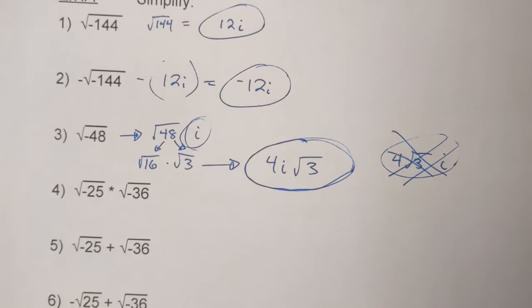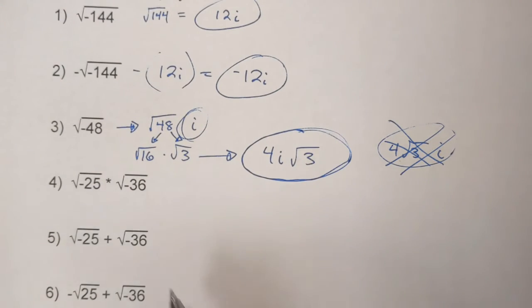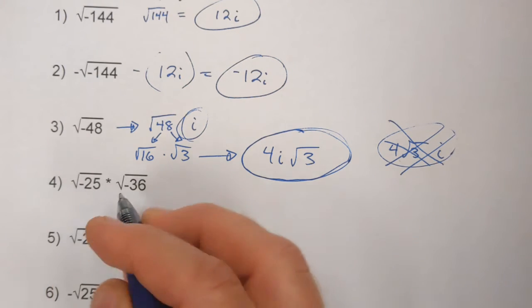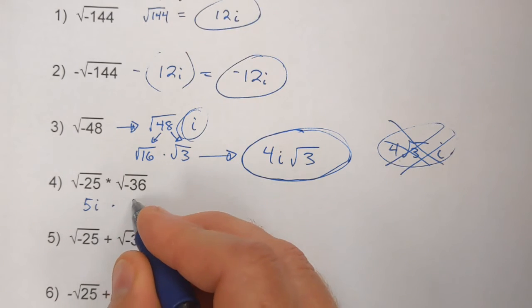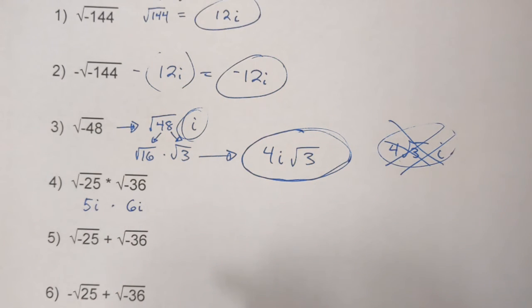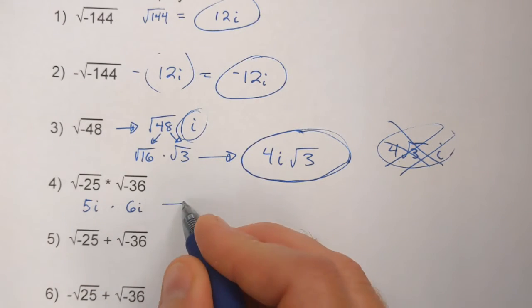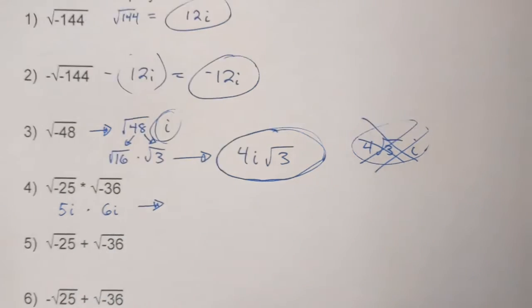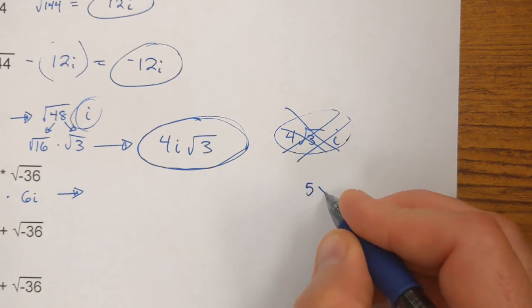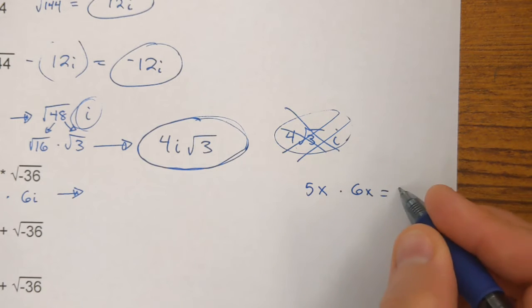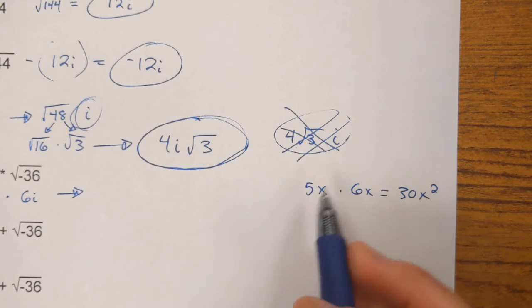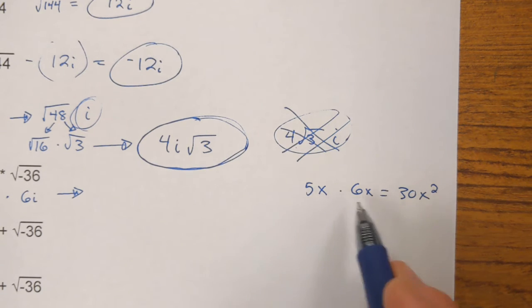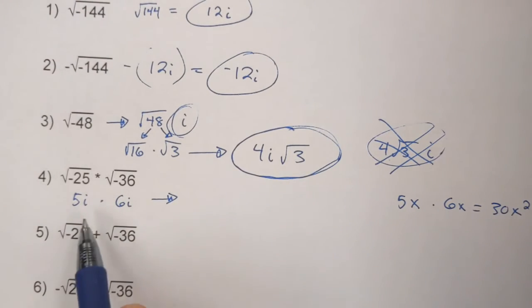Okay. Now, what happens if we try to multiply two imaginary numbers together? We know the square root of negative 25 would be 5I, times the square root of negative 36, which would be 6I. What happens when you take an imaginary times an imaginary? Well, we're going to treat the I just like we would a variable. If we had 5x times 6x, hopefully you remember from earlier classes, that would simplify to 30x squared. You would do 5 times 6 is 30, but then x times x is written as x squared. We're going to do the same thing here.